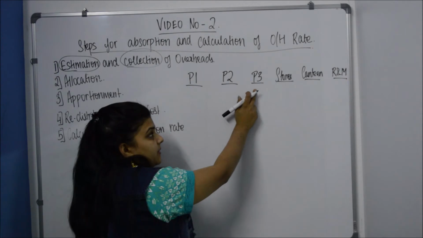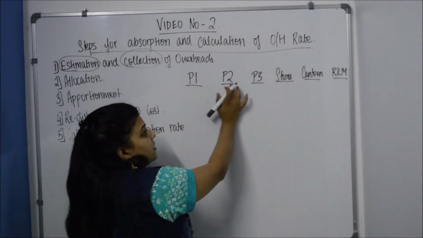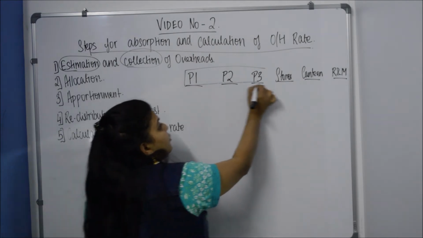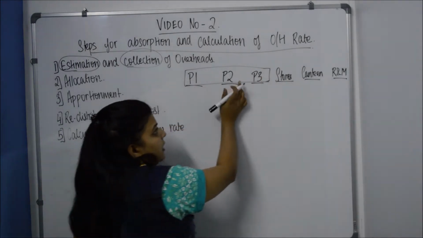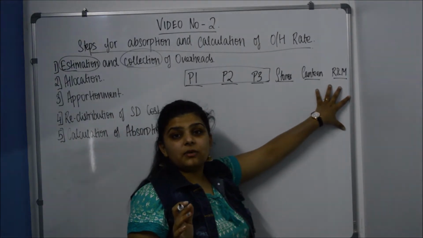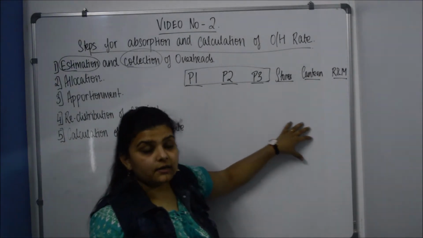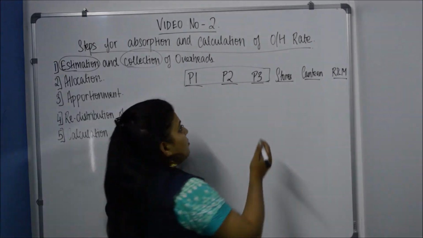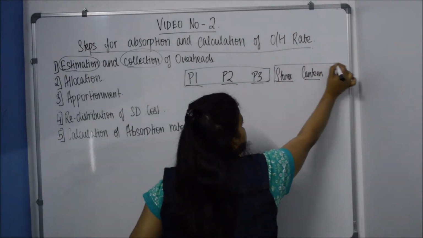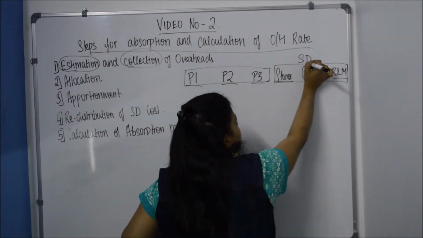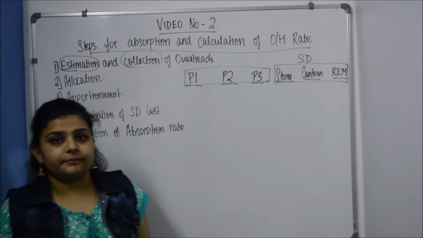These are the departments. These 3 are the production departments. These 3 departments produce the products of the company. Whereas these 3 departments are serving the production departments. That is why these are known as the service departments.